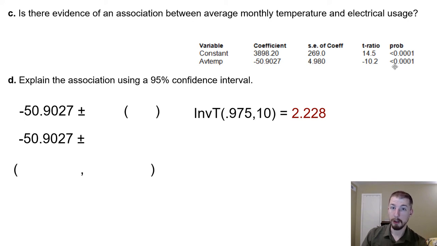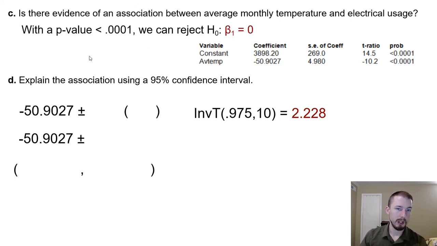They're not going to give you the actual p-value at some point if it's lower than 0.0001. They're just going to say it's less than 0.001, which is what we call statistical zero. So statistically significant at any reasonable alpha level, we have enough evidence to say that there is an association between monthly temperature and the electrical usage.